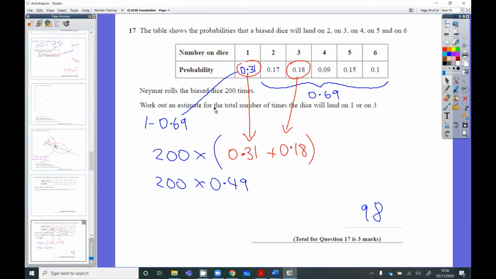Now this question's talking about the number of times the dice will land on either a 1 or on a 3. So we add these two probabilities together, which gives us our 0.49. So with one single roll of the die, the chance of landing on either a 1 or a 3 is 0.49. Given we roll it 200 times, an estimate for the total number of times we'll land on a 1 or a 3 is 200 multiplied by 0.49, which is 98 times.